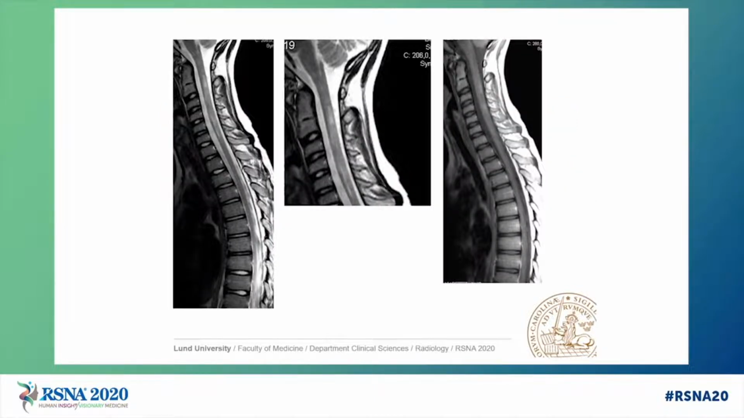Here you can see the sagittal T1 and T2 weighted images, and you can see there are signal abnormalities within the spinal cord, and on the T1 weighted postgadolinium to the right you can see there is some focal areas of patchy enhancement, especially in the cervical spinal cord.